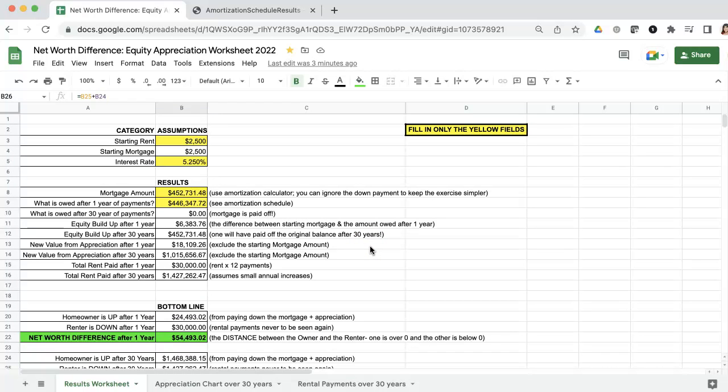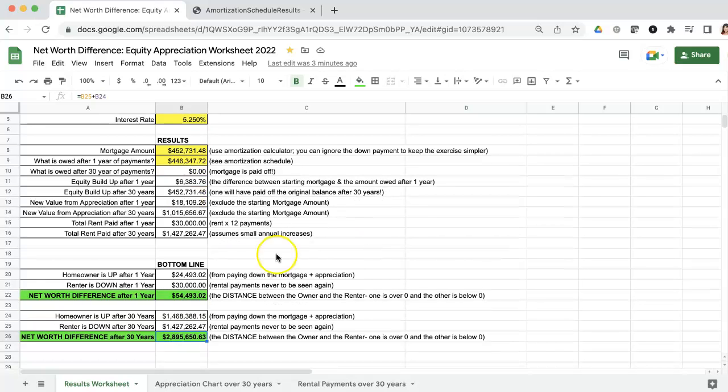Now, I want you to think about who in your life has been sitting on the sidelines and could benefit from building wealth sooner rather than later, and ask them if you can use their situation to calculate their net worth difference between being a homeowner and a renter over the next 1, 2, 3, or 30 years. And get them off the sidelines sooner rather than later.